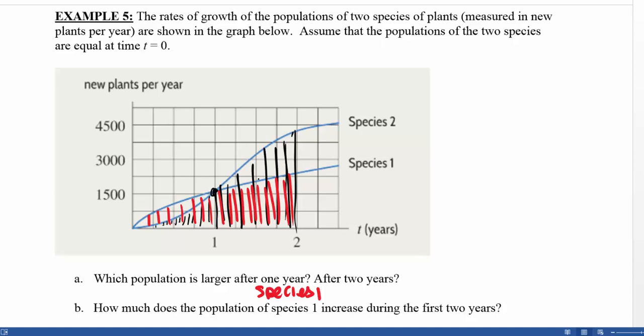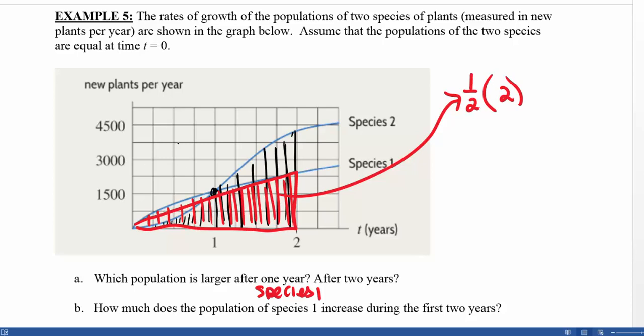So for species 1, it looks like we can draw in a little triangle here to approximate that area. So that area, I'm going to come up over here. 1/2 base times height. My base is 2 years long. And now my height, I'm going to say that's roughly 2250. So that's halfway between 1500 and 3000. It's right about there. So when we crunch that number, we're going to get approximately 2250.